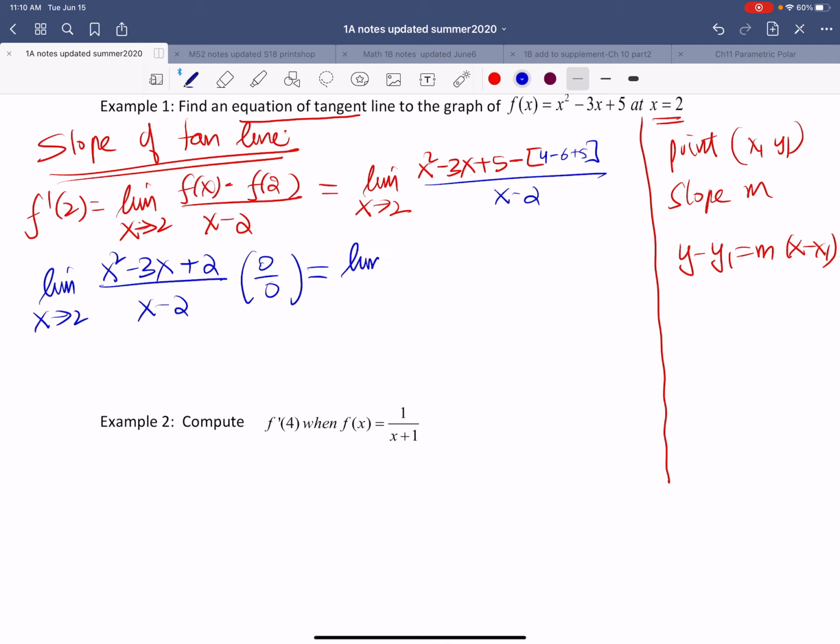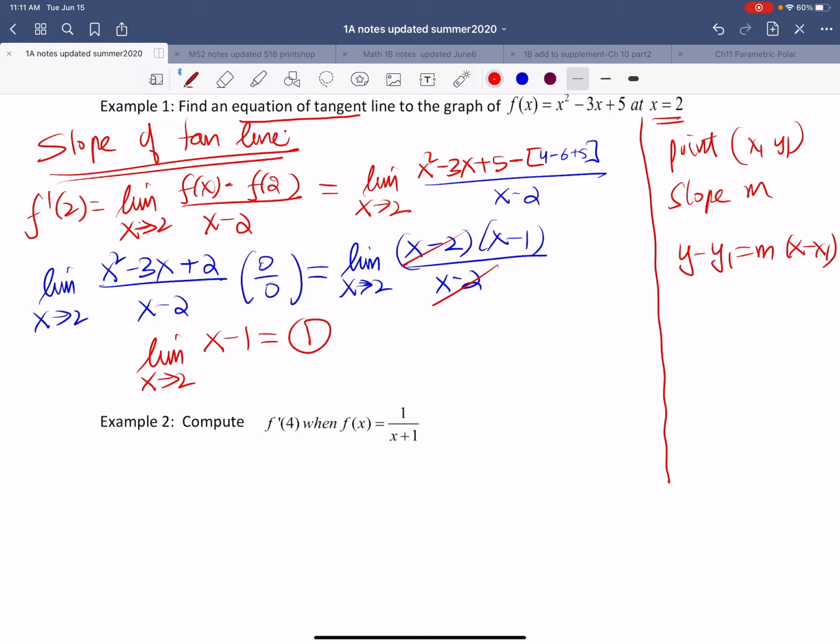That means I need to evaluate the limit using some algebraic techniques. So I can factor the numerator: two numbers that multiply to give me positive 2 and add up to give me negative 3 are negative 2 and negative 1. And I can cancel the common factor between numerator and denominator. Good thing my remaining function is continuous at x equals 2, so I can just plug the 2 in. So the tangent line slope m is equal to 1.